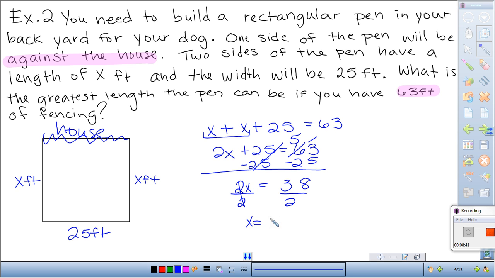And finally, the opposite of multiplying by 2 is dividing both sides by 2, so x equals 19 feet. So what's the greatest length the pen can be? 19 feet. This was 19 and this is 19. That's 38 plus 25 gives me 63. Of course, these could be shorter if I felt like it. I could make them both 10 or both 15. Then I would just have some extra fencing.